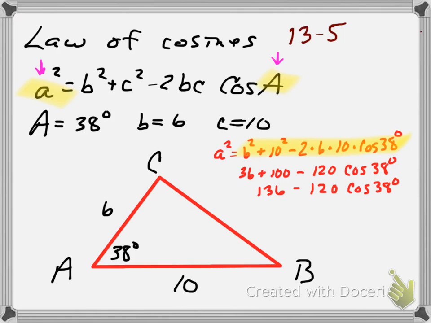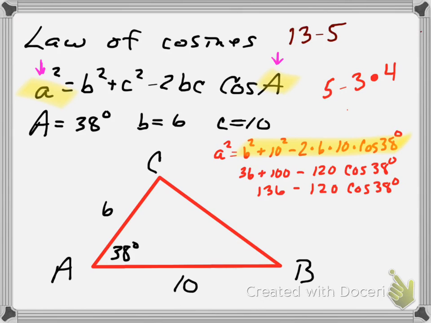A mistake that kids make all the time at this point is they want to write 16 cosine 38. That is not correct. Okay? Because it's multiplication between the 120 and the cosine 38. So order of operations says you have to multiply 120 times the cosine of 38, then subtract it from 136. If you type it into your calculator, it should do it correctly.